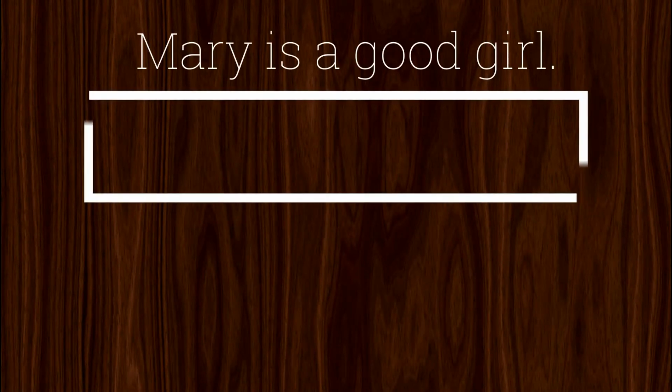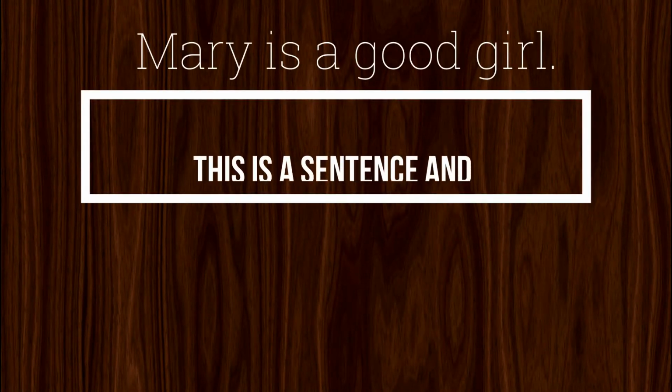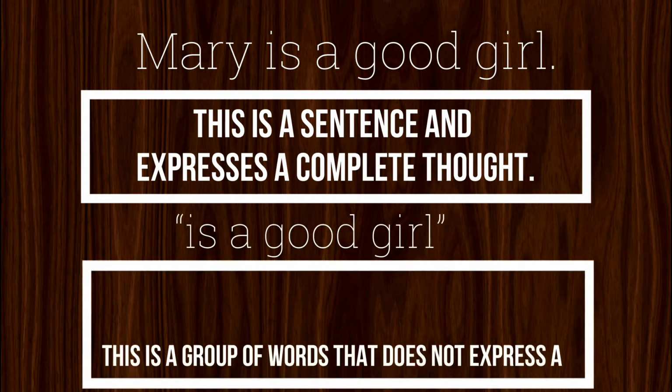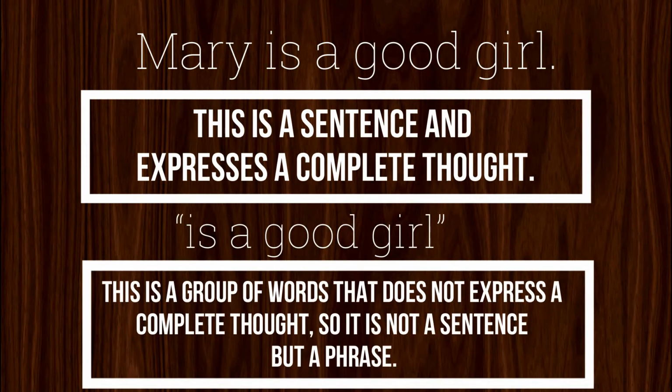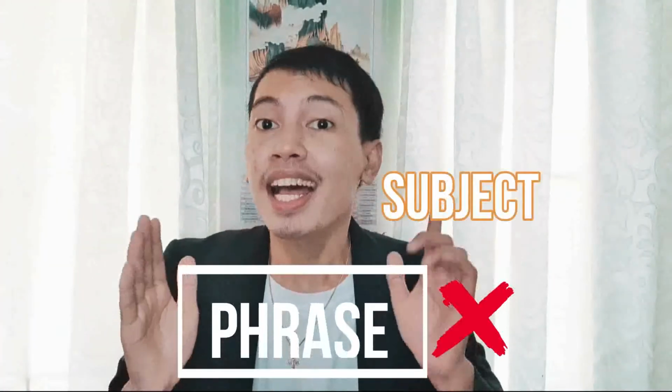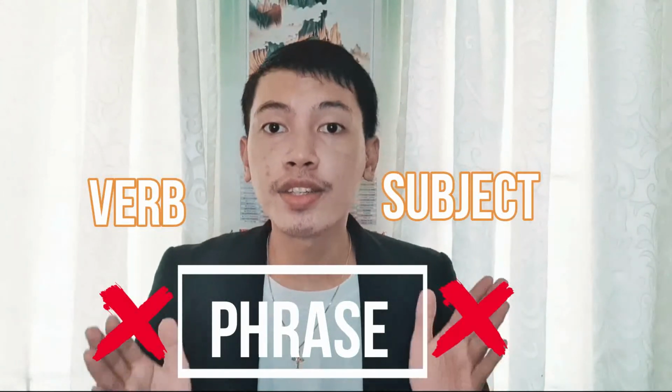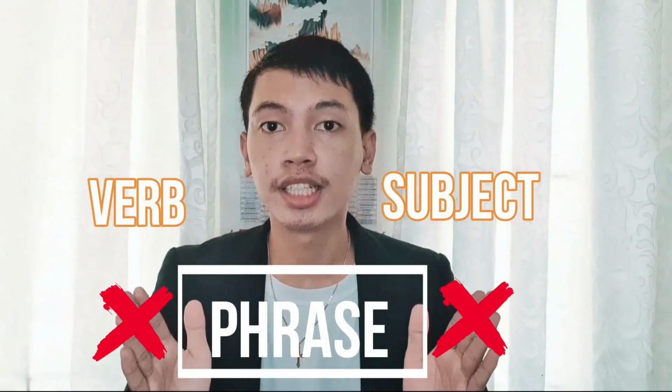Today, we will learn about phrases and sentences. For example, Mary is a good girl. This is a sentence and expresses a complete thought. "Is a good girl" is a group of words that does not express a complete thought. So, it is not a sentence but a phrase. A phrase does not contain a subject and a verb, and it does not express a complete thought.